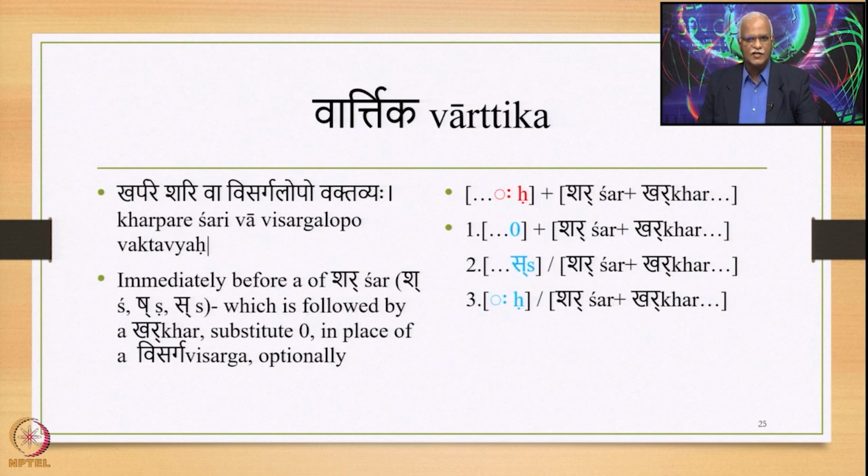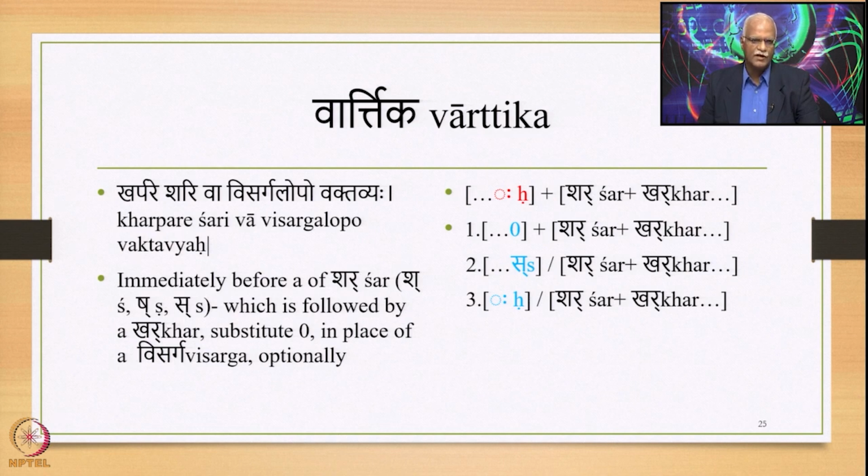There is a Vartika statement which says that Kharpare Shari Va Visargalopo Vaktavyaha. Earlier we have seen the sutra Sharpare Visarjaniyaha, where we had shar par khar as the right hand side environment, where we had on the right hand side khar followed by shar. Now in this case we have shar followed by khar. Kharpare shari va visargalopo vaktavyaha.